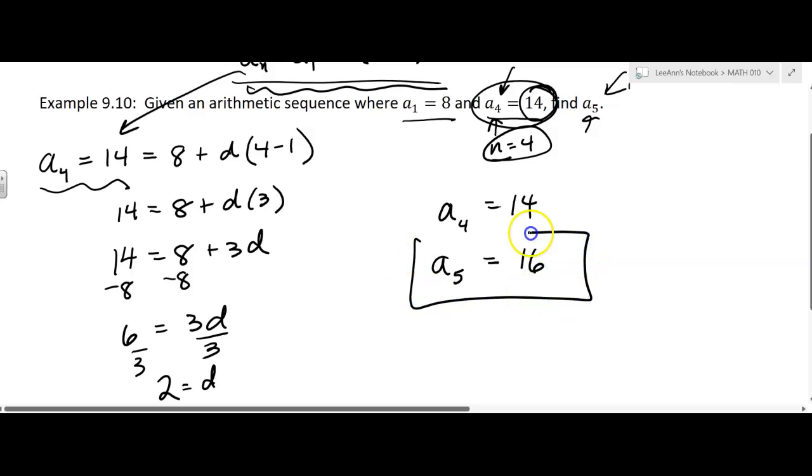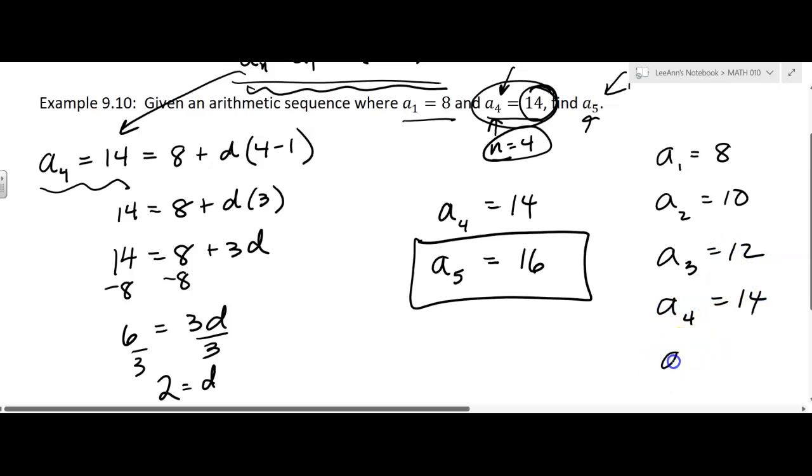So we found it. Do we care what a sub 2 and a sub 3 is? No, not really. If you really wanted to, you could write it out just as a check. If a sub 1 is 8, a sub 2 is 10, a sub 3 is 12, a sub 4 is 14, and a sub 5 is 16. Yeah, that's a nice little check, but you didn't really have to do that. We just took a sub 4, which was 14, and added the difference, which was 2. Okay.